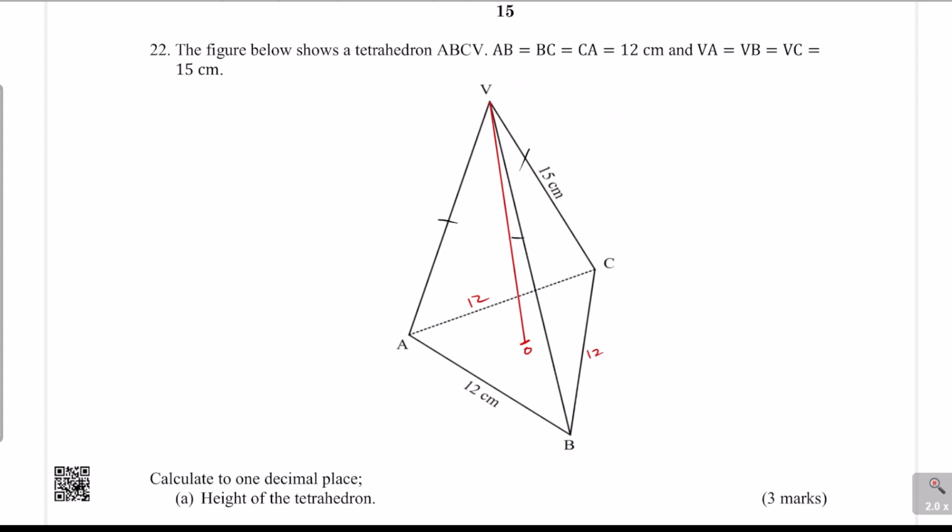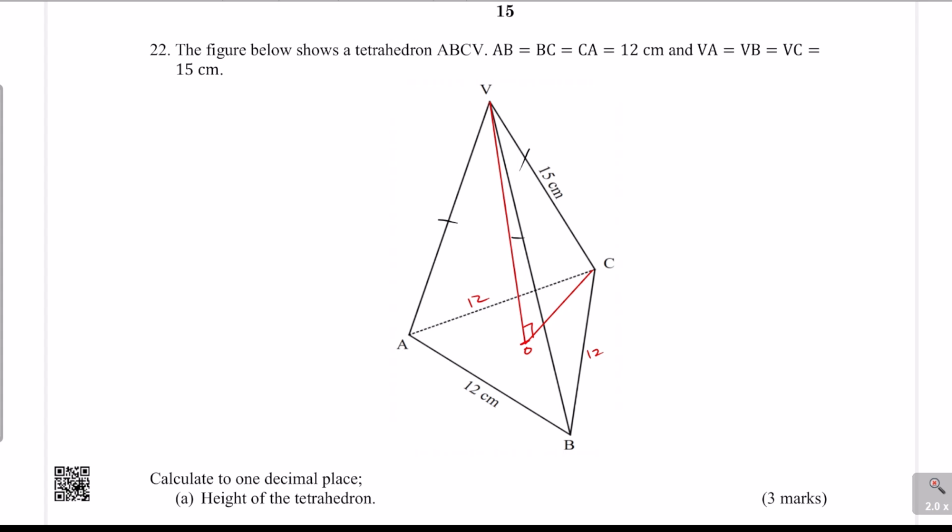So in order to get the height, we shall join C to the midpoint, like that. We join it up to that point, and we shall form a right angle triangle there. So look at that triangle VOC. Triangle VOC is what you're going to use. So we only know VC. How do we get CO?